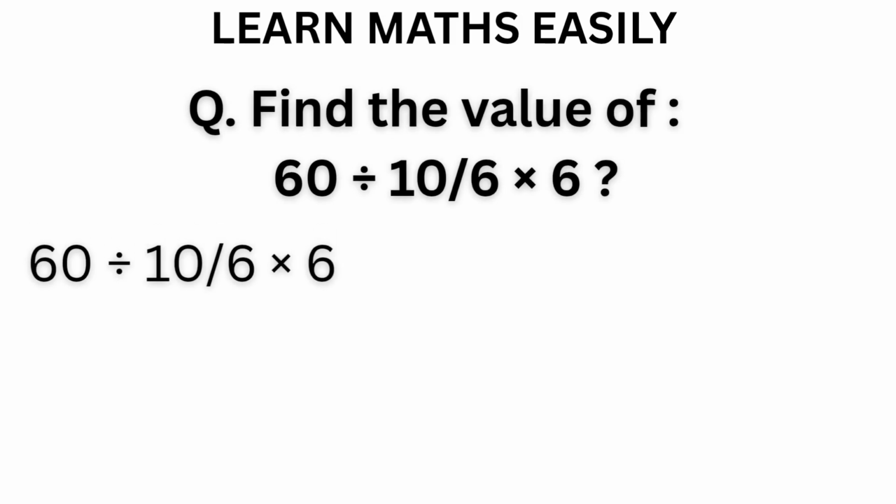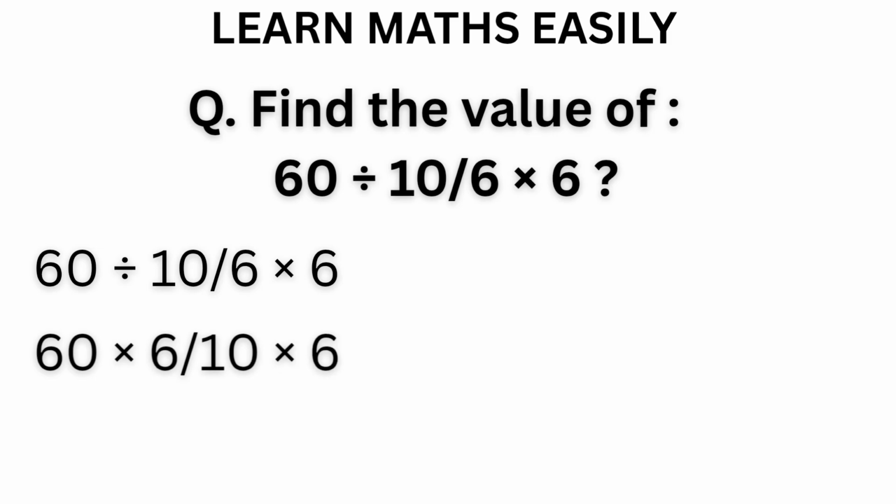We have given 60 divided by 10 by 6 into 6. Here we don't need to use BODMAS rule. Instead, we can change 10 by 6 fraction into 6 by 10, where division changes to multiplication. So the entire equation changes to 60 into 6 by 10 into 6.